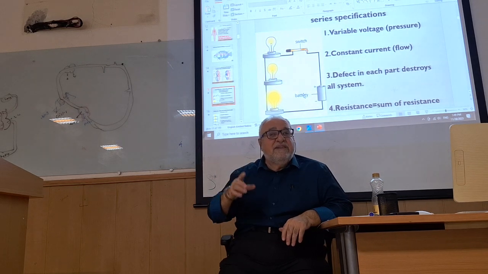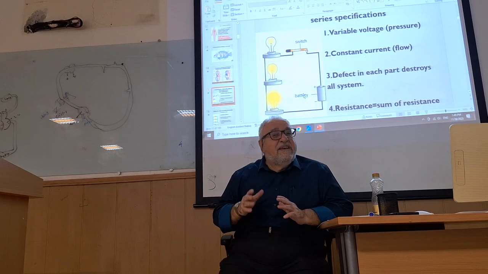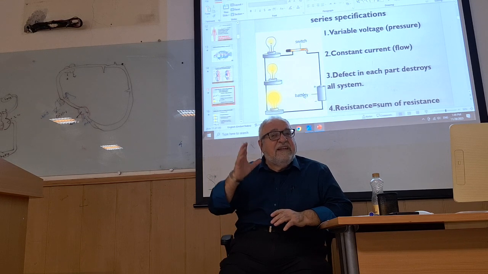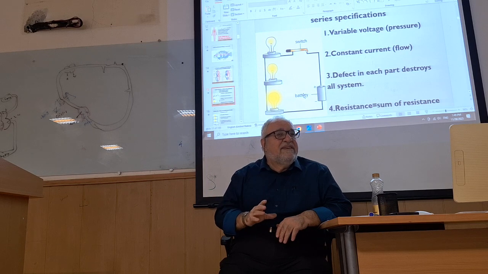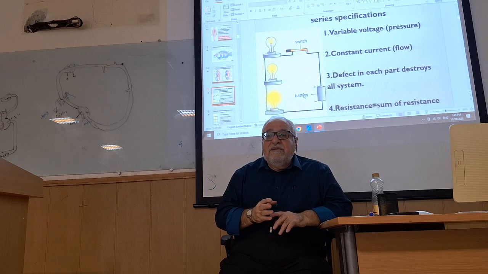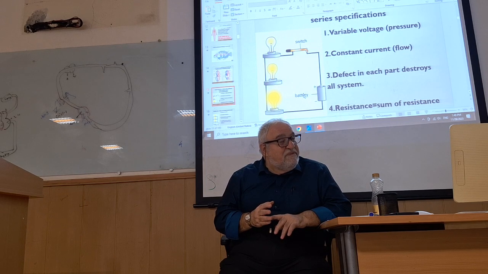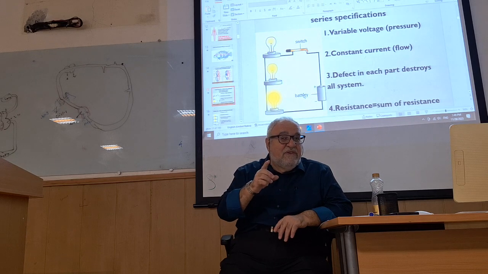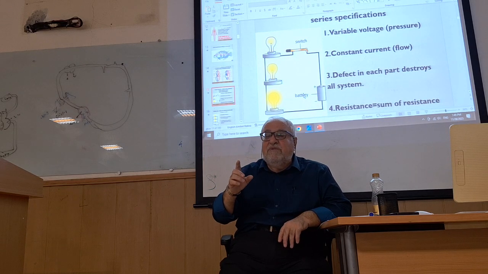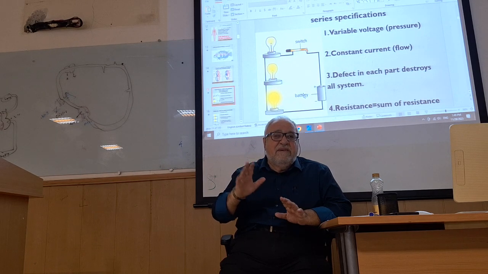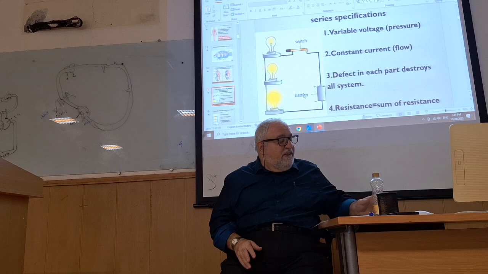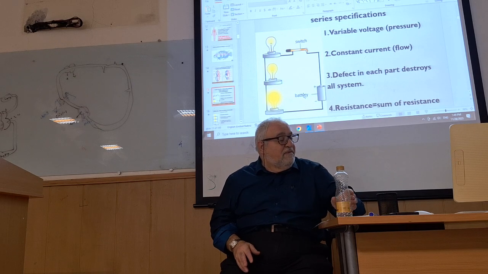These two hearts are in a series arrangement with each other, and the four specifications of the series system apply. The current is constant, the voltage or the pressure is different: one is 25 pressure, the other one 125. This is a series system.